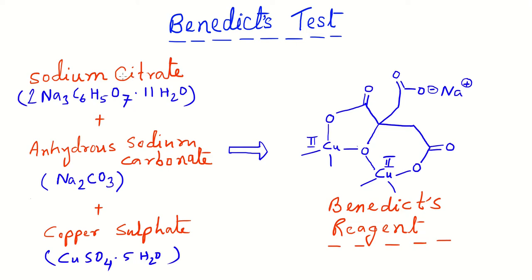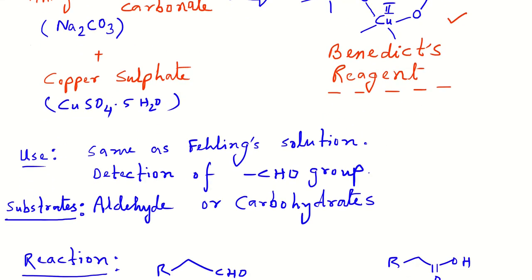Benedict's reagent is prepared by mixing sodium citrate, anhydrous sodium carbonate and copper sulfate in aqueous medium, and the main oxidant is this complex of copper 2+ with citrate. This solution, the Benedict's reagent, is basically used for the detection of aldehyde groups in different carbohydrate molecules and in aromatic or aliphatic aldehydes.